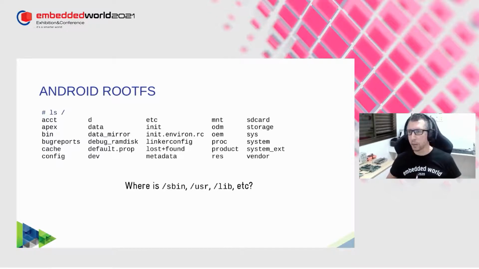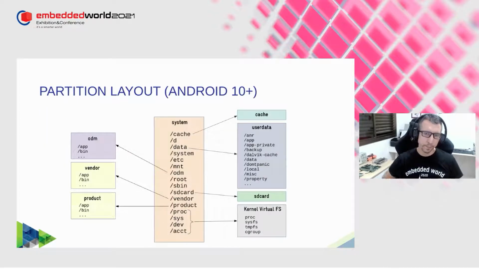So if you get a shell inside an Android operating system, you're not going to find, for example, /sbin or /usr. You're not going to find those directories. You're going to have other directories, for example, the /system directory, where you have all of the system binaries, or the /data directory, where you have all of the user data. So it is really different from a usual Linux-based operating system.